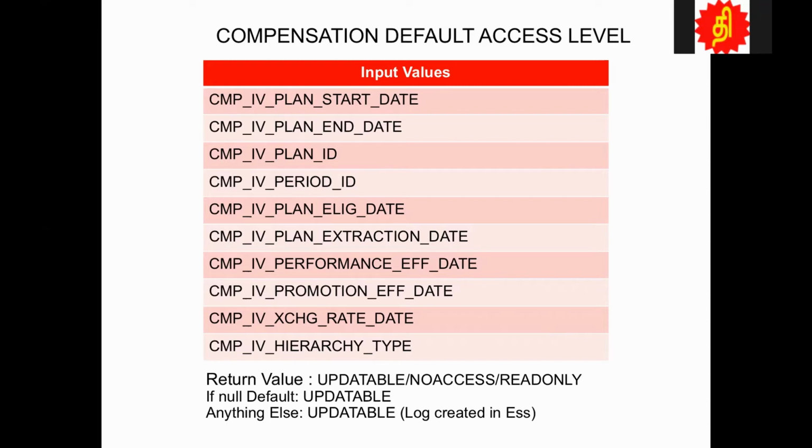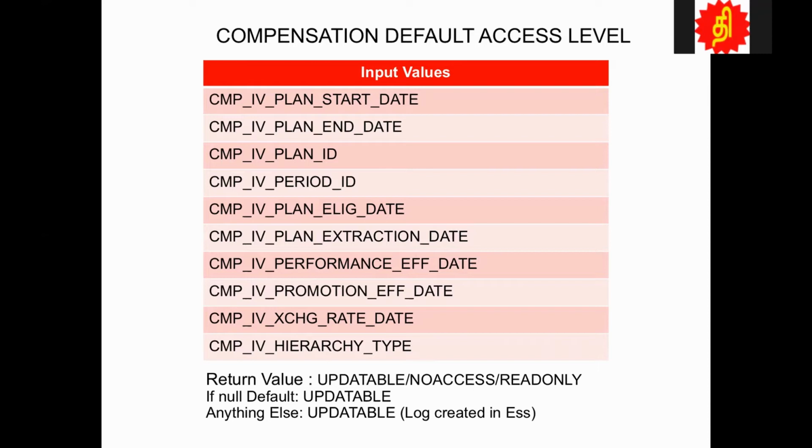The return variable is any variable. There's no restriction on the return variable. For the return value, there is a restriction. It can return only three values: either updatable, no access, or read only, and it has to be in capitals, the same way as given here. You must return one of these values.